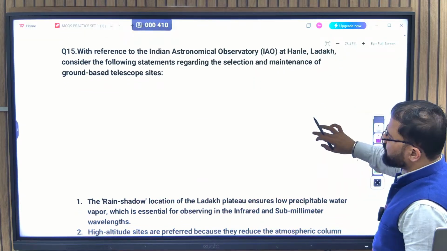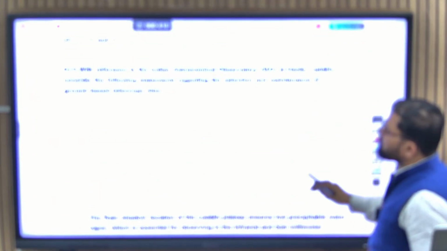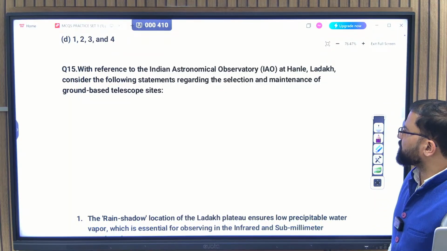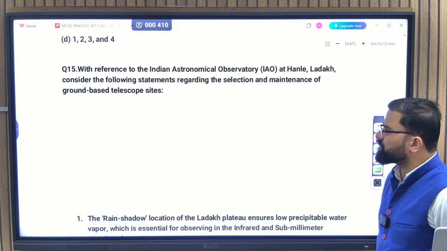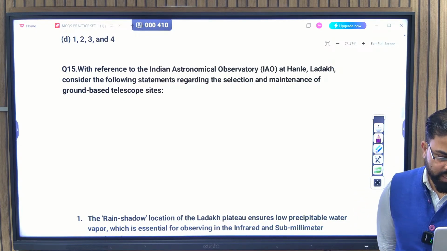Now question number 15. Read the question number 15. With reference to the Indian Astronomical Observatory at Hanle, Ladakh, consider the following statements regarding the selection and maintenance of ground-based telescope sites. We have discussed the different factors.